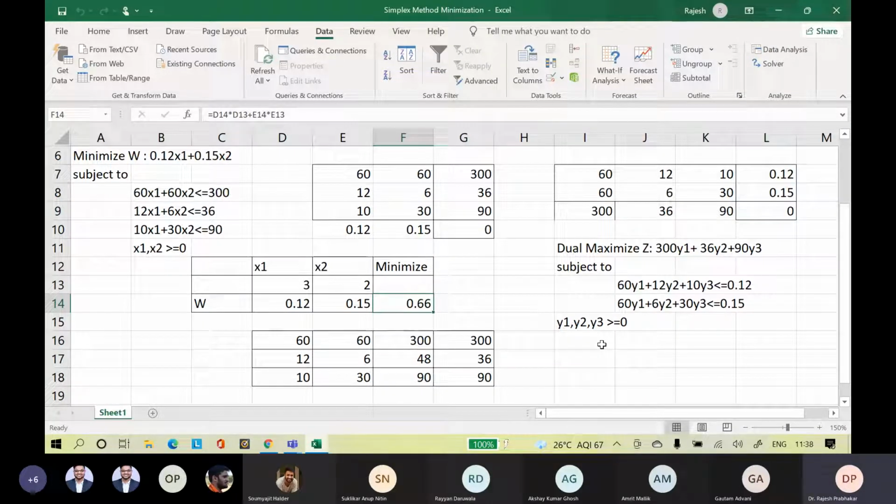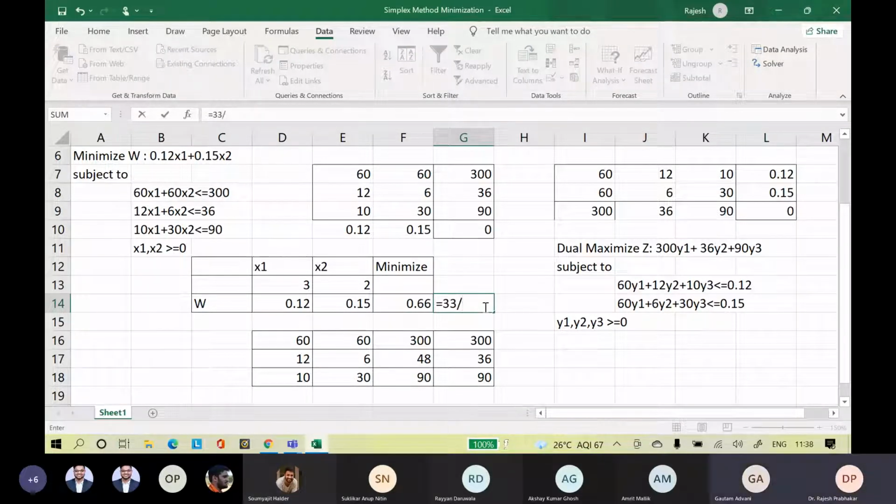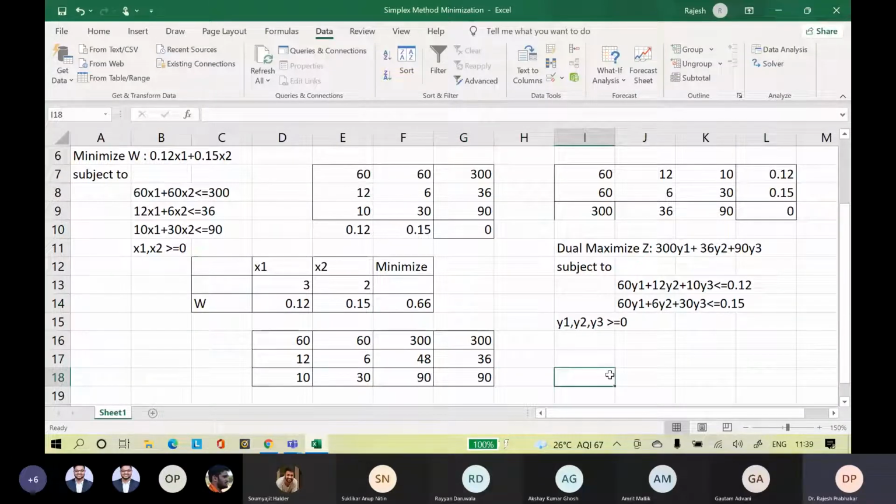0.66 is 33 by 50, which is 0.66 only, right? Yes, sir. Yes, thank you, Yash. You corrected the mistake. Yes. It has to be greater than equal to. Perfect. Thank you.